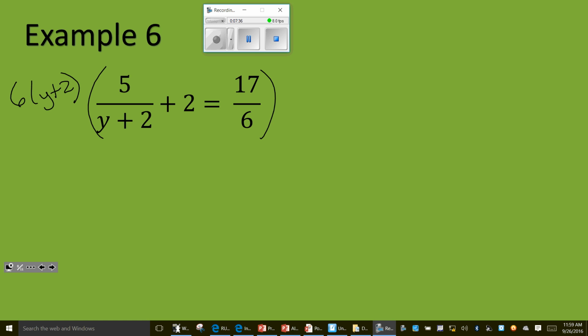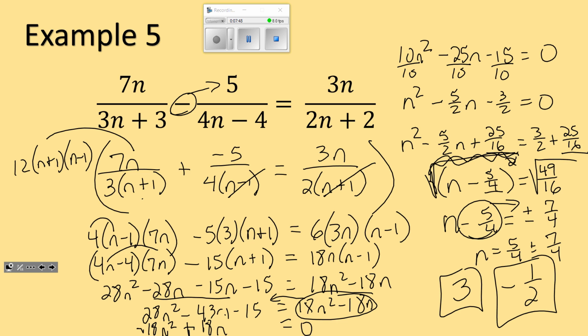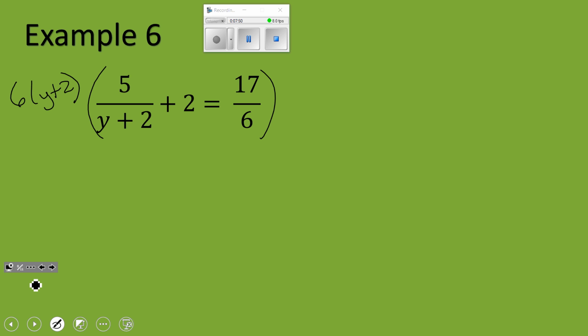Any questions on how I know that the common denominator is 6 times quantity of y plus 2? All right, so when I multiply it to the first fraction, what happens to the y plus 2? So what am I left with, Jordan? 30. 6 times 5. Okay. When I multiply it to the second one, what cancels? Nothing. So guess what you got? You got a 2, you got a 6, and you got a y plus 2.